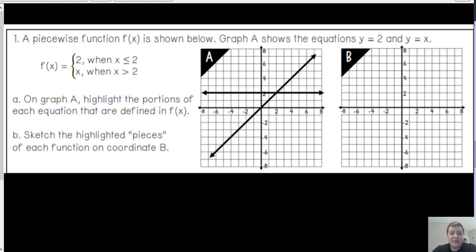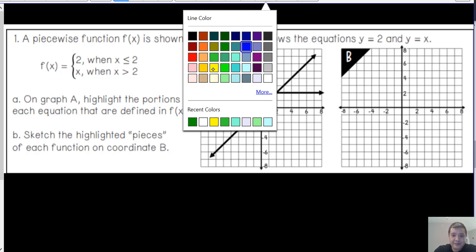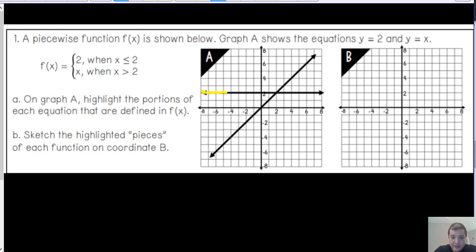Number 1, a piecewise function f of x is shown below. Graph A shows the equation y equals 2 and y equals x. On the graph, highlight the portions of each equation that are defined by f of x. So it says 2 when x is less than or equal to 2. If we want to highlight that, we would go right here to right here until it gets to 2. And then it says x when x is greater than 2. So we go from here to here.